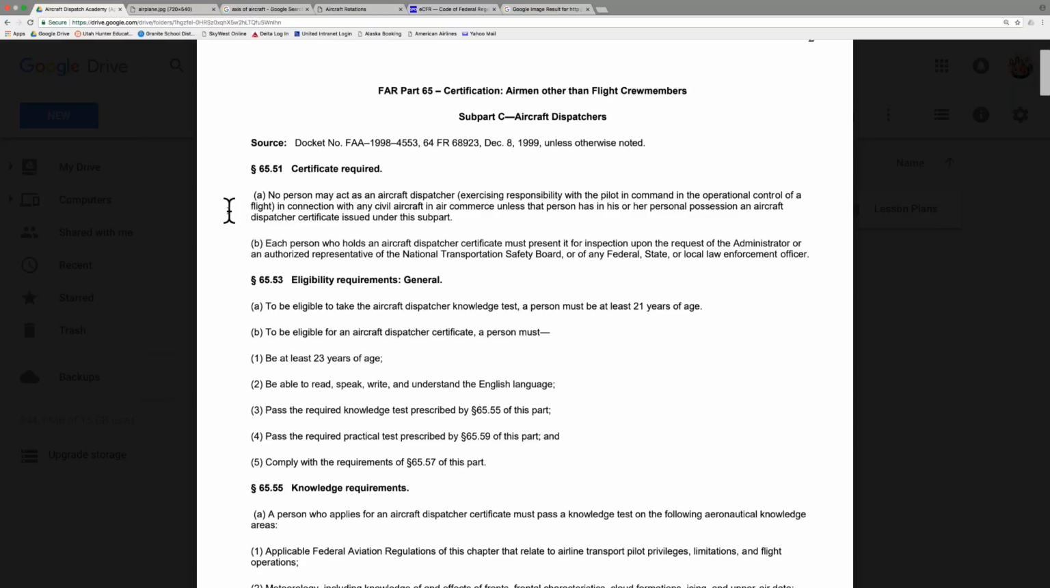The other requirement, and this is aviation-wide, whether you're a dispatcher, pilot, or flight attendant, you are required to read, speak, write, and understand the English language. English is the language of aviation.